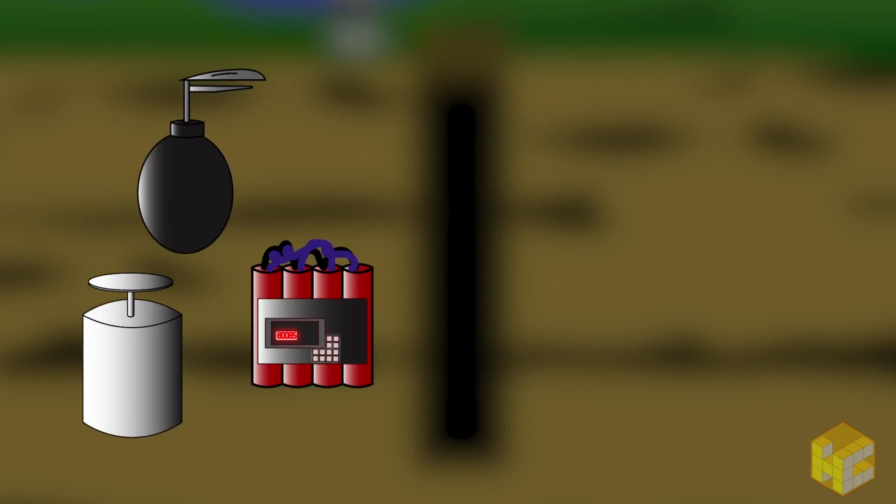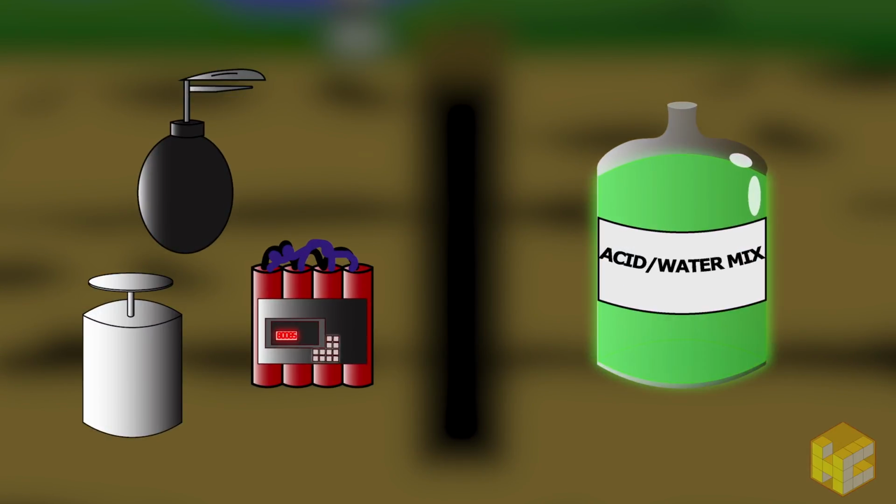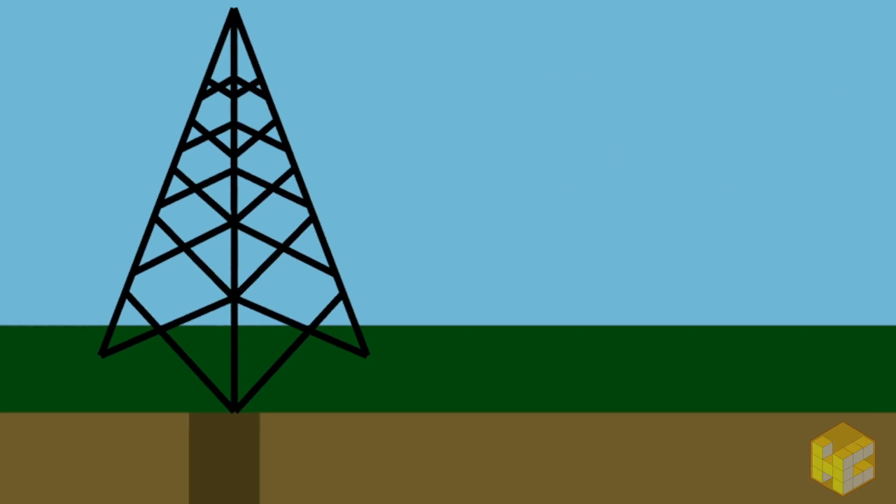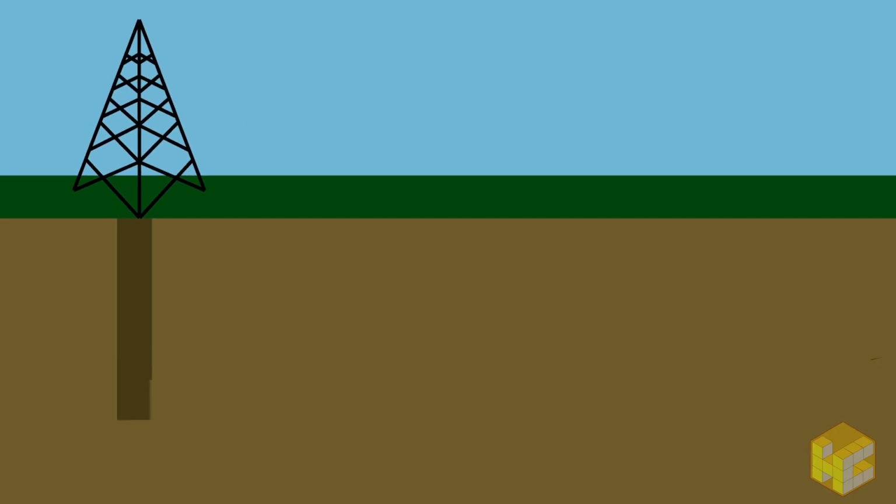Over the next century, drilling operations experimented with different types of explosives and using an acid water mix, which ate away at the crevices in the rock, creating pathways to the main shaft of the well. It wasn't until the 1970s and 80s that George Mitchell of Mitchell Energy and Development started hydraulic fracking operations with horizontal well offshoots in the Barnett Shale in Texas.